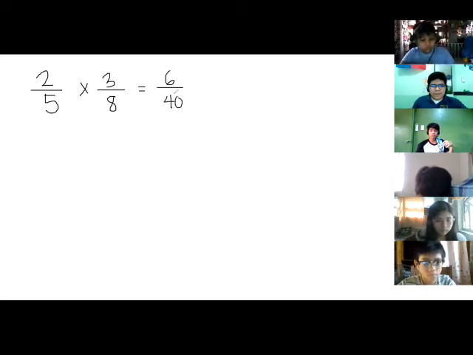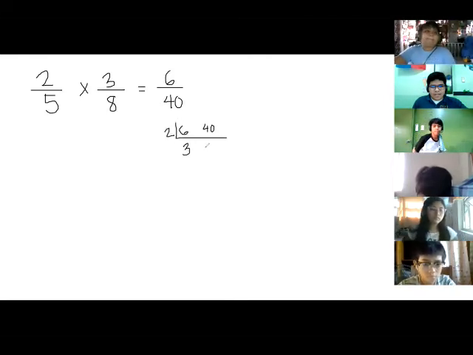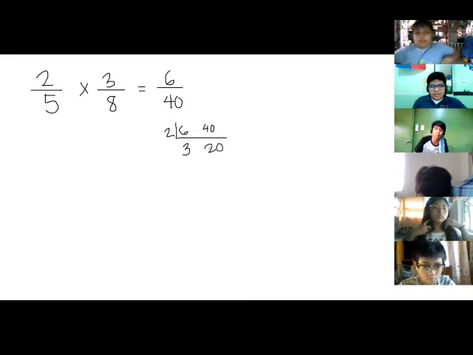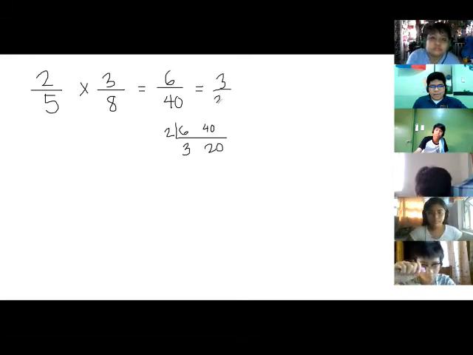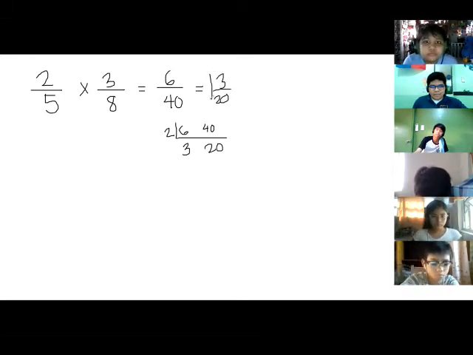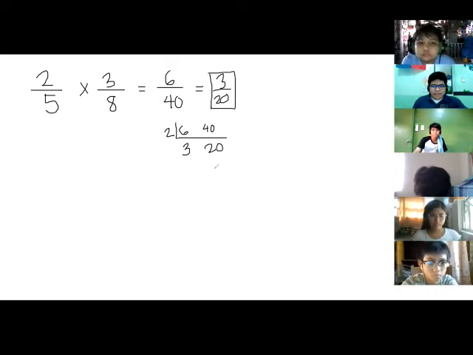And then we see na may common factor sila, right? May common factor po sila. So we can do continuous division. Divided by 2, that's 3 and 20. 3 and 20, wala na silang common factors. And we have the final answer, 3 over 20. Okay? So that's one way of doing it.